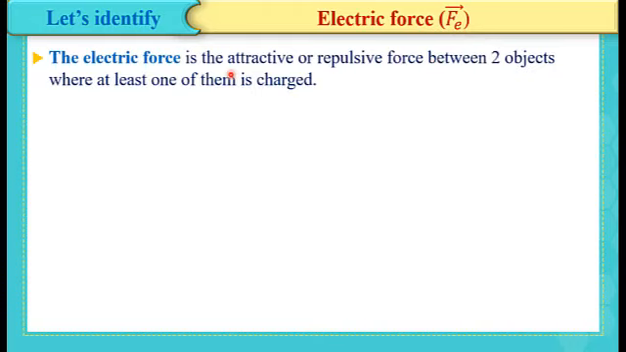Let's identify electric force. It's symbolized with capital F with a small e, and above it a vector. The electric force is the attractive, which means make them close, or repulsive, make them far, forces between two objects where at least one of them is charged.